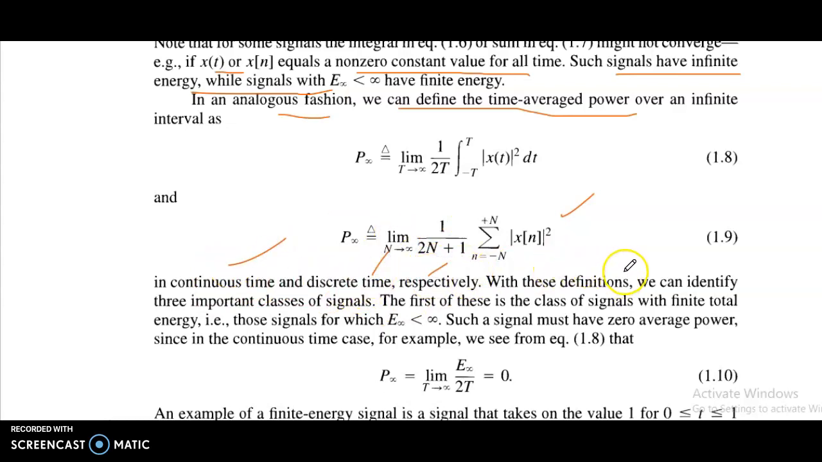With these definitions, we can identify three important classes of signals. The first of these is the class of signals with finite total energy, that is, those signals for which E infinity is less than infinity. Such a signal must have zero average power, since in the continuous time case, for example, we see from equation 1.8 that P infinity equals the limit as T tends to infinity of E infinity divided by 2T, which equals 0.